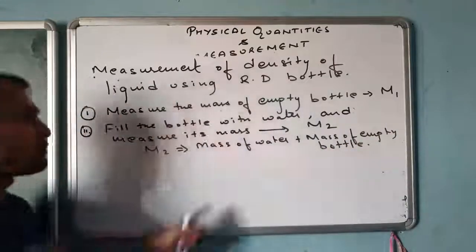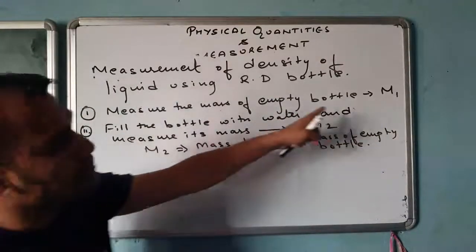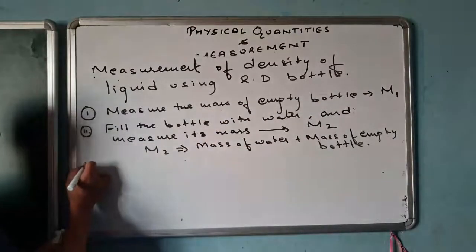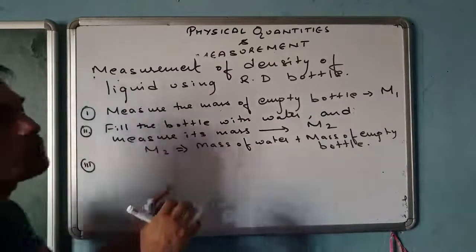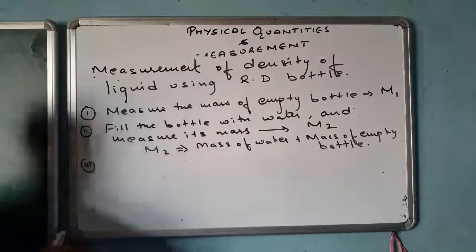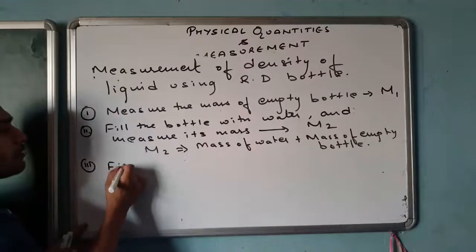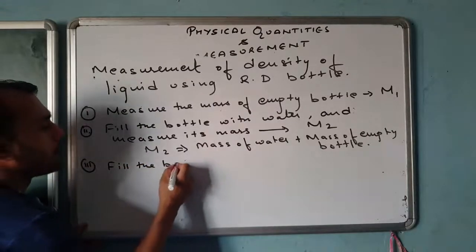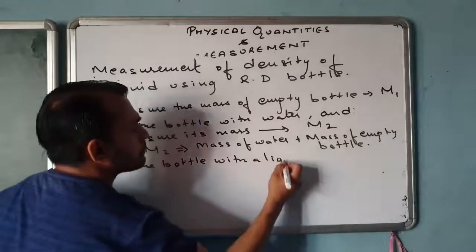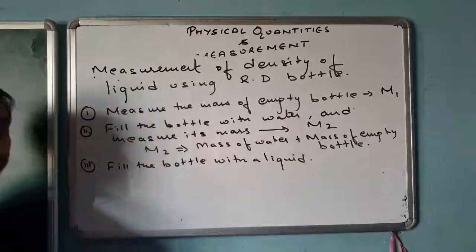Correct? We have mass 2, M2. And what is mass 1? It is just the mass of the empty bottle. Now, once we measure the mass of the bottle filled with water, right? Number 3, we again fill the bottle with a liquid. Now what do we do next?